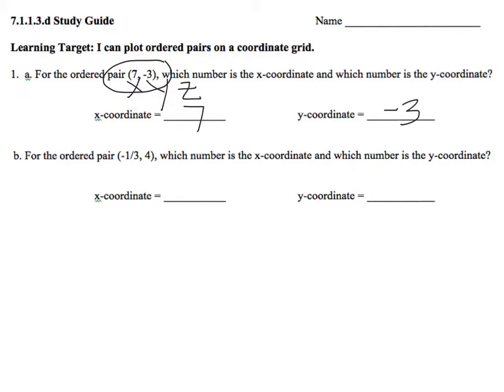As we look at the next one, there's our ordered pair, -1/3, 4. Again, X is our first coordinate in the ordered pair. Y is the second. So our X coordinate will be -1/3. The Y coordinate will be 4. Congratulations.